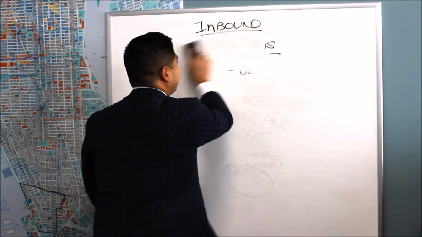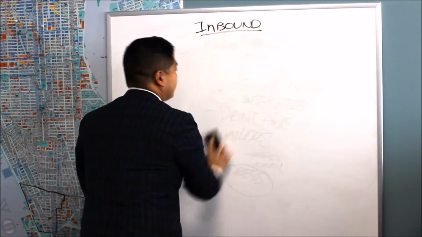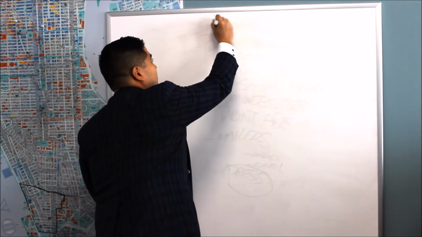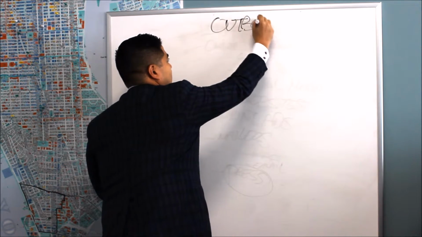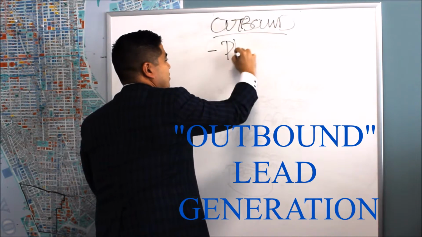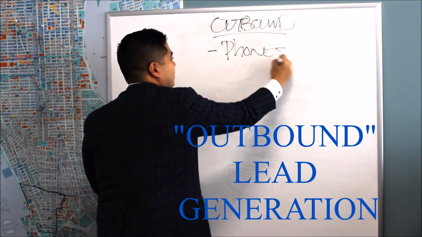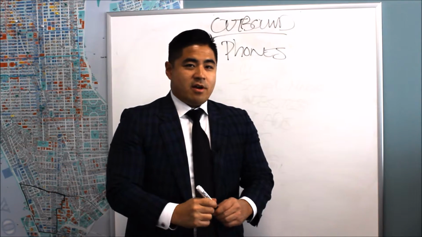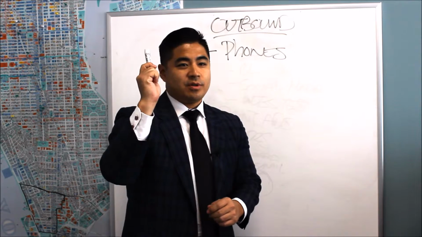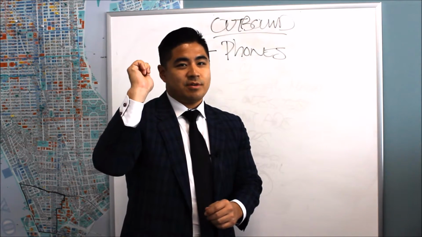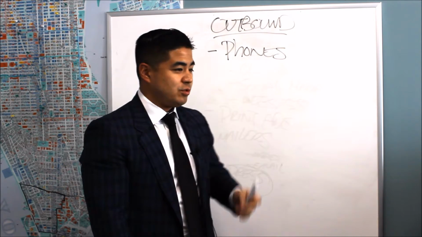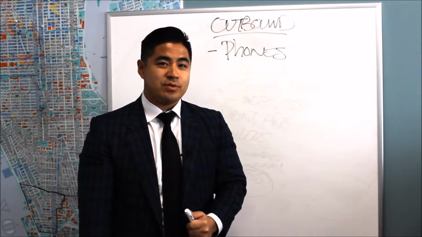And this is where I shine. This is where people have a really tough time, and I love it. This is outbound. Number one, phones. Wolf of Wall Street, Wall Street 1, Wall Street 2, Glengarry Glen Ross, Boiler Room, phones. Phones, phones, phones.